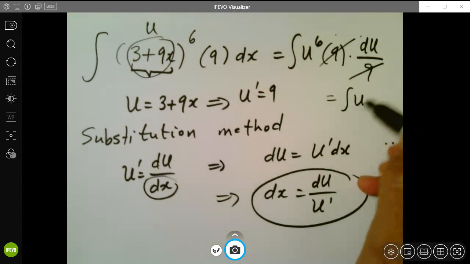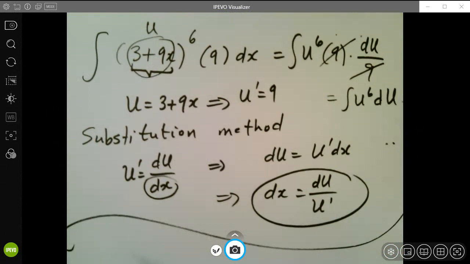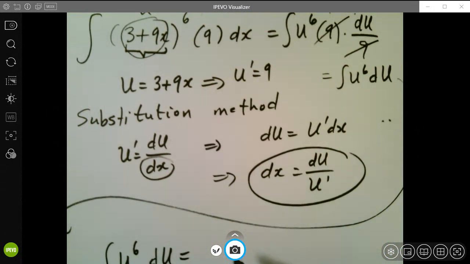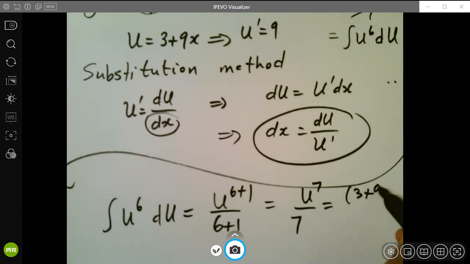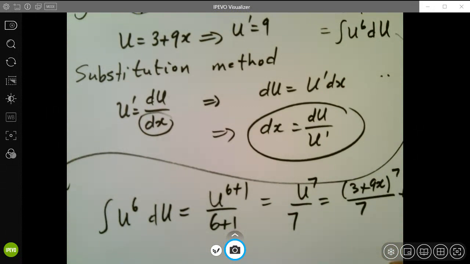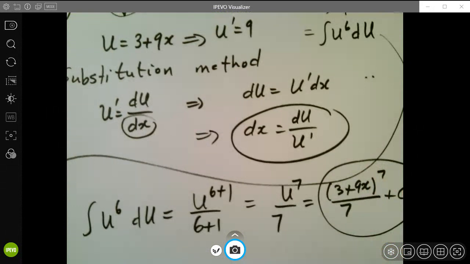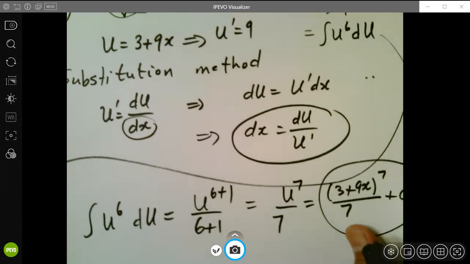Let me go back here. The integral of u to the 6 du is u to the 6 plus 1 over 6 plus 1, which is u to the 7 over 7, which is 3 plus 9x to the 7 over 7. And you close the case. Okay, that's what will happen. You just have to use substitution for this. Okay, let's move on.